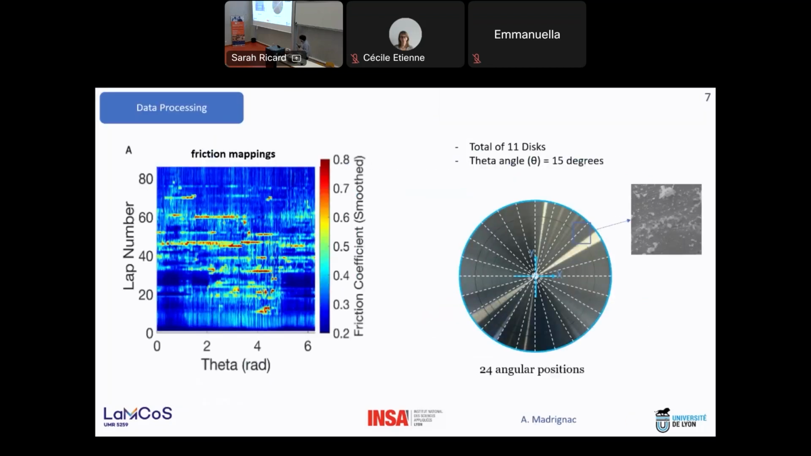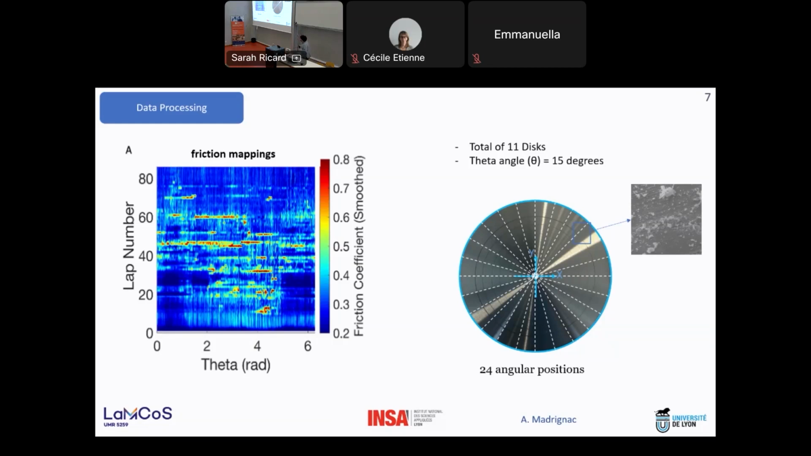Okay, so from our pin-on-disc tests, we obtained what we call this friction mapping. Here we can see that friction varies depending both on the lap number and the angular position theta. Now, the main observation here is that it is not constant. It fluctuates heavily depending both on the angular position and the lap number. And here we can see some regions that exhibit high friction values. This is most likely due to localized parameters and third body effect.